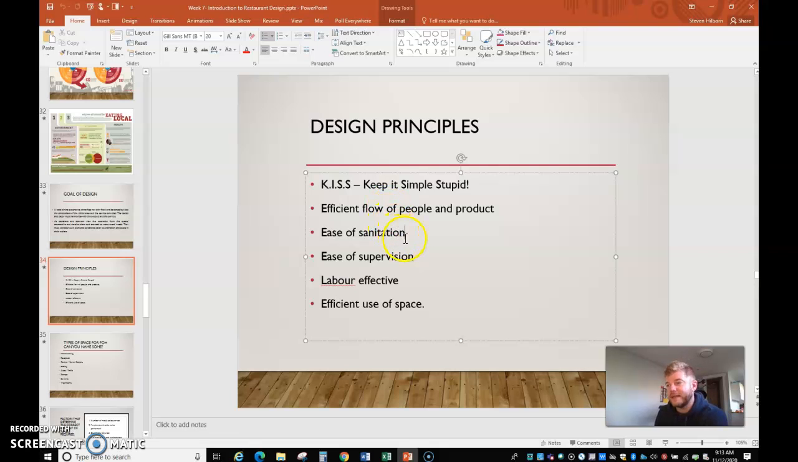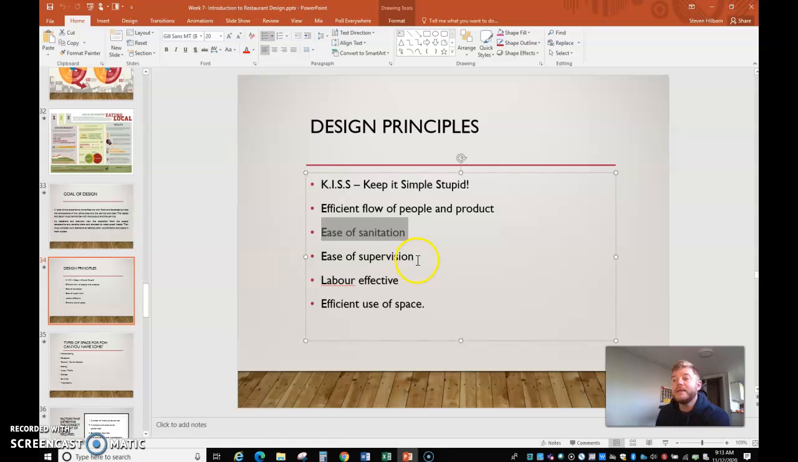We also talk about ease of sanitation and ease of supervision. Now these are fairly simple in concept, but basically what we're asking is, if it's easy to clean, your people at your restaurant will keep it clean. If it's difficult, so if it's bad lighting or it's very low spaces or equipment that doesn't have wheels on it, it might not get cleaned that well. So when it comes to design, if you want a clean space, make it easy on them.